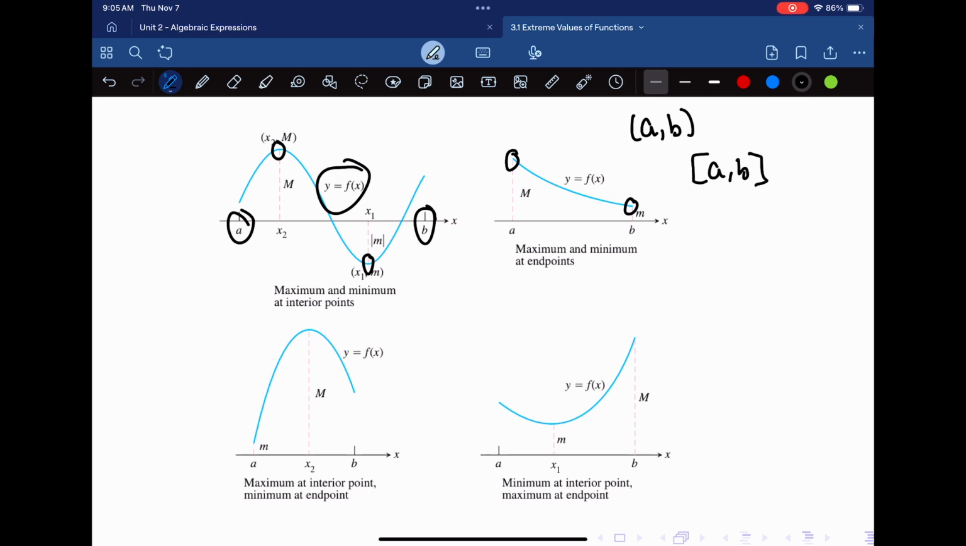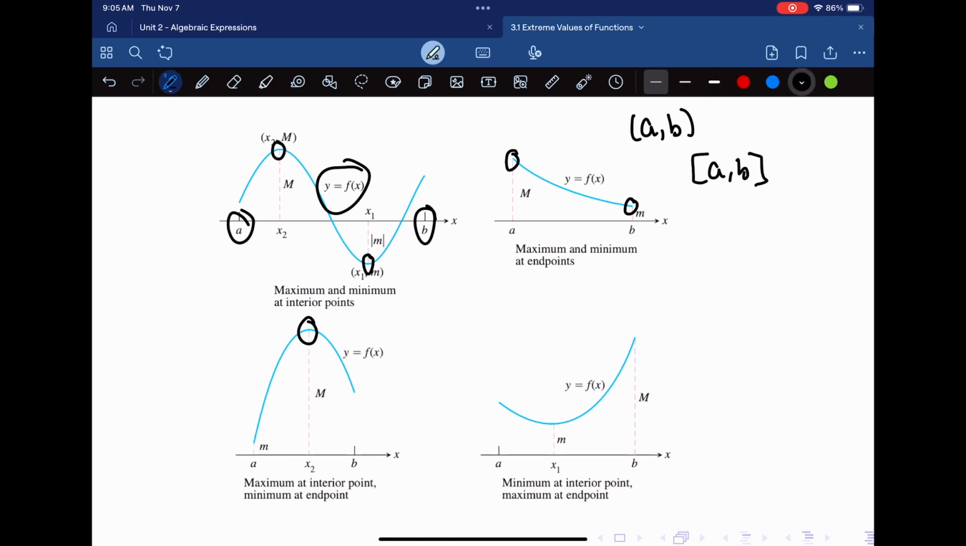Here you have a maximum in between your interval, and then you have minima at the endpoints here, and that's okay. You can have minima on both your endpoints. This is your absolute minimum. We'll get to this in a different section actually, but that is also technically a minimum.